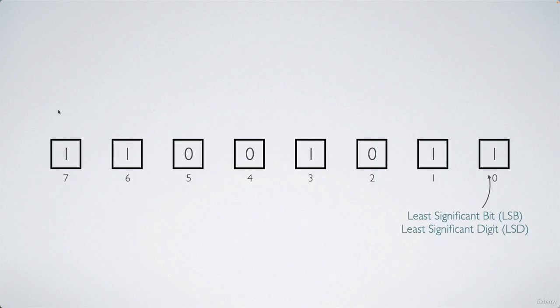Now the leftmost number here, we call this one our most significant bit, or our most significant digit, or MSB or MSD. Okay, so these are also the words that you're going to see a lot when you're dealing with binary and hexadecimal. Now, this should be pretty intuitive to you. I mean, if you just think about the math, why it is the least significant and why this is the most significant.